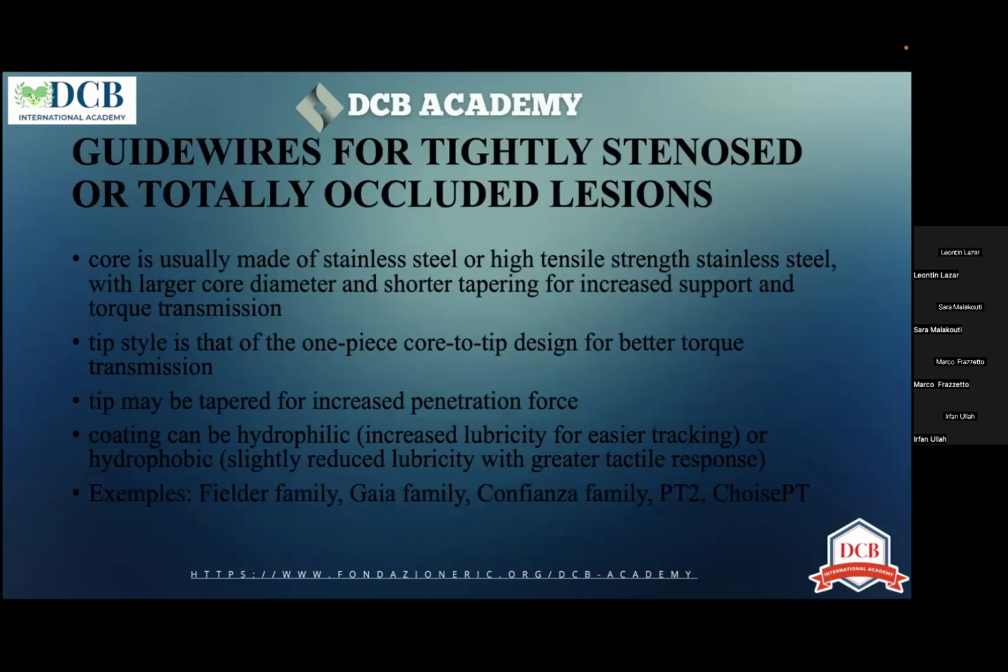And the third major category is the wires used for tightly stenosed or CTO lesions. In these wires, the core is usually made of stainless steel or high tensile strength stainless steel with larger core diameter and shorter tapering. The tip may be tapered for increased penetration force, and they might have a hydrophilic or hydrophobic coating. Some examples include Fielder family, Gaia family, Confianza, PT2, or Choice PT.